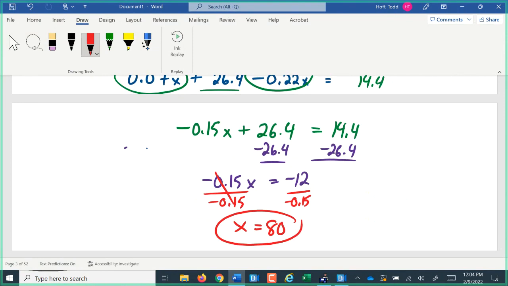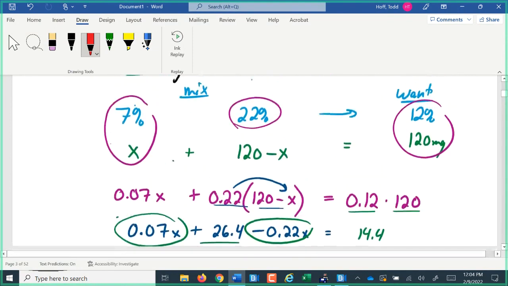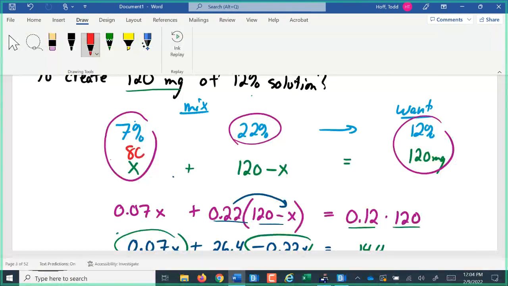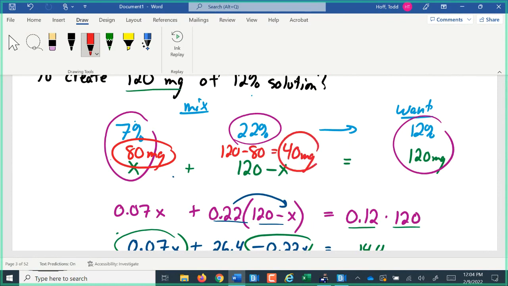We need to go back, make sure we know what the variable tells us, and that we have answered the question. X equals 80 is telling us that it's 80 milligrams of the 7% solution. We still need the 120, the 22%. So it's 120 minus 80, 40 milligrams of the 22% solution.